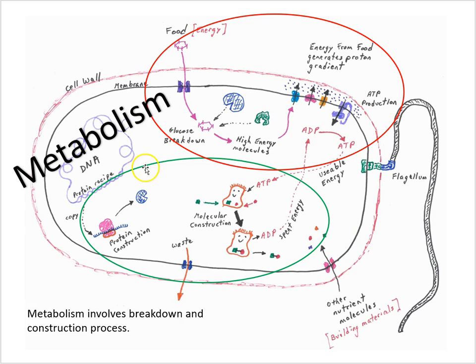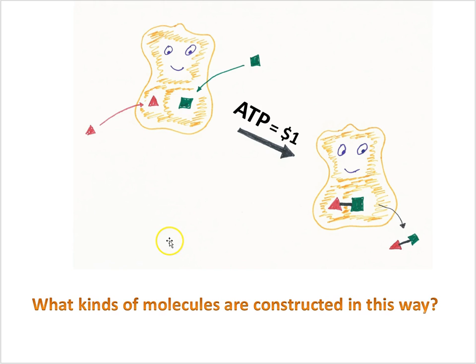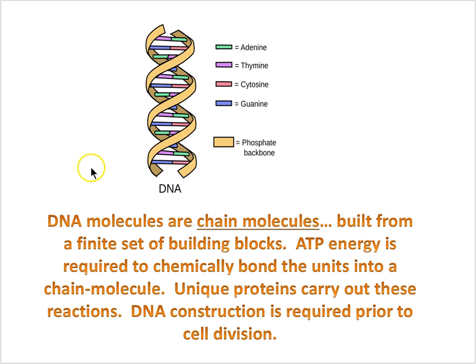In the last lesson, we learned that metabolism can be broken down into two categories of reactions: those that are extracting energy from resources in the environment, and then those that are building things for the cell. Well, what kinds of molecules are constructed by the cell? DNA, for one. DNA molecules are chain molecules built from a finite set of building blocks. ATP energy is required to chemically bond the units into a chain molecule, and unique proteins carry out these reactions.